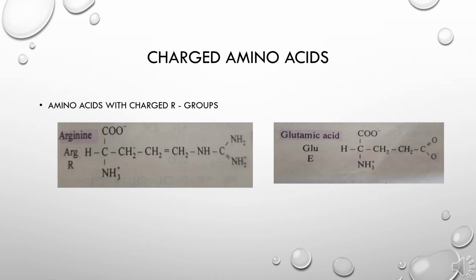Likewise, if you look at glutamic acid, you find that two carboxylic acid groups are there while one amine group is there. So the net charge is -1. Therefore, both of these are examples of charged amino acids.